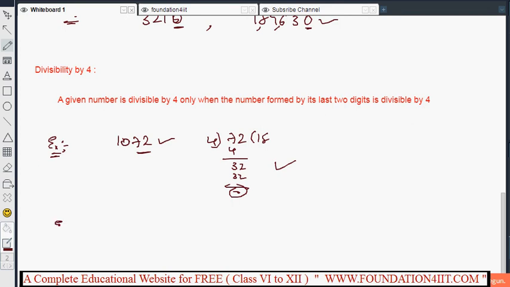Which is not divisible by 4? I'll give an example. For example, 35,686. The last two digits are 86. Now this is not divisible by 4. So this whole number also is not divisible by 4.